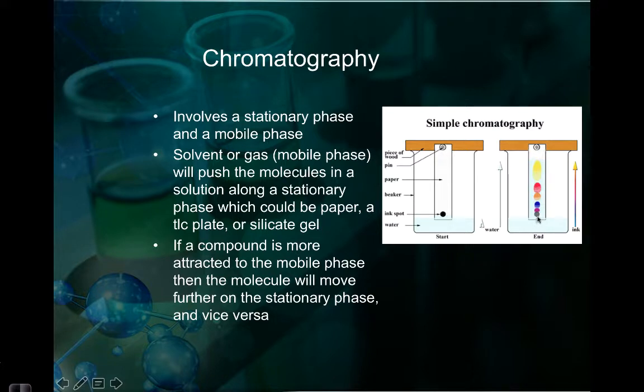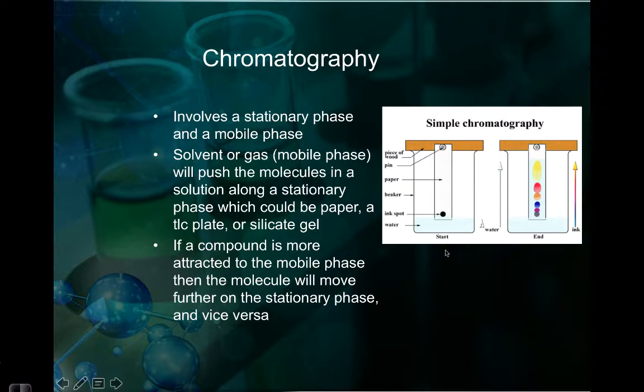If I look right here, this is a separation of my mixture of dyes. I can tell that the yellow dye right here is strongly attracted to the water because it has pretty much run up the paper with the water molecules. If I look down here, this purple dye is not as attracted to the water molecules. So what this tells me is that the yellow dye is more polar than the purple dye. The purple dye is probably less polar.